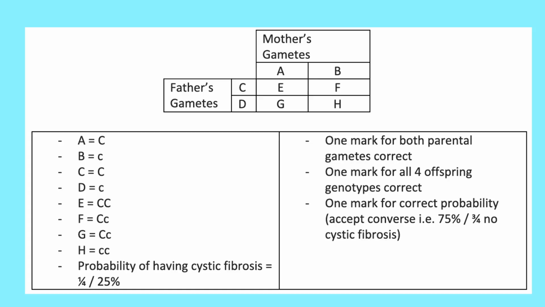We know that F and G, who are capital C little c, so they are heterozygous, they will be carriers of cystic fibrosis, but they won't have it themselves. So they can pass it on to their children, like the mother and father can, but they won't have it themselves. H is the only homozygous recessive outcome, so they will have cystic fibrosis. Therefore, 1 in 4 of the potential offspring will have cystic fibrosis. This means that there is a 25% chance that any child they have will have cystic fibrosis.